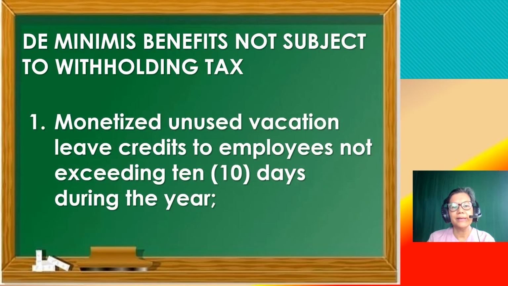Number 1 is monetized unused vacation leave credits to employees not exceeding 10 days during the year. This item is intended for those who are employed in the private sector. Remember, it pertains to unused vacation leave credits only. And the other one is that it is not to exceed 10 days during the year.